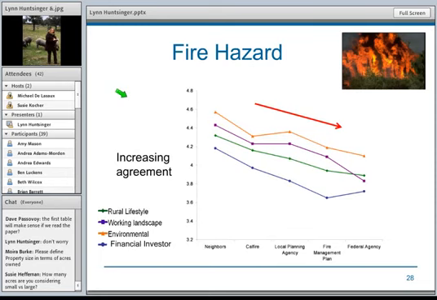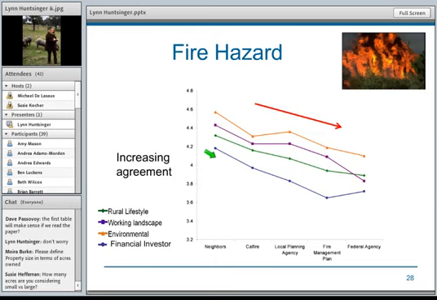So we asked people, do you think it's a good idea to work with fire hazard? Is that a good idea to work with your neighbors, or to work with CAL FIRE, or to work with these other groups? And we found that generally people are very happy to work with their neighbors, or relatively more happy to work with their neighbors and with CAL FIRE. Local planning agencies, the orange, the environmental and working landscapes people are actually more interested in working with CAL FIRE, working with a local planning agency than CAL FIRE, following a fire management plan, or working with a federal agency.